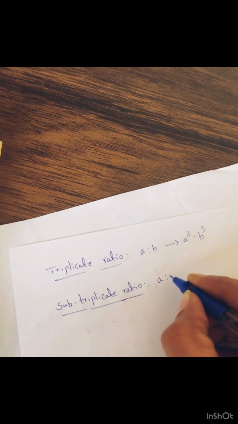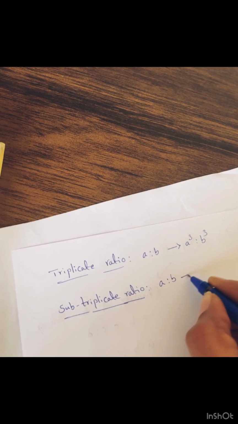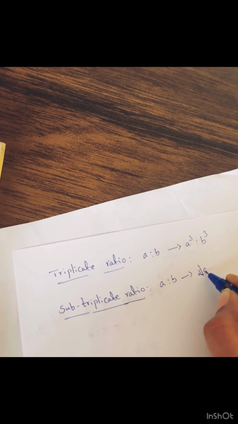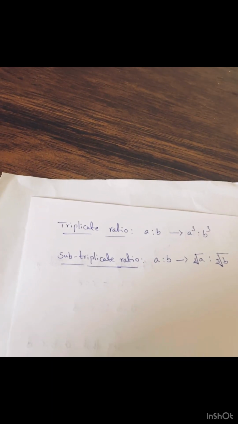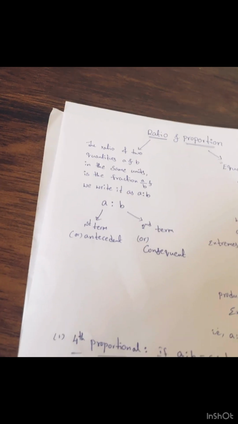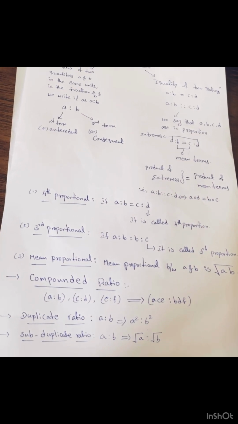Okay. What is subtriplicate ratio? So cube root of the ratio is nothing but the subtriplicate. If, for suppose, A is to B is a ratio, then cube root of A is to cube root of B is nothing but the subtriplicate ratio of A is to B. Okay. So this is the brief introduction about ratio and proportion.